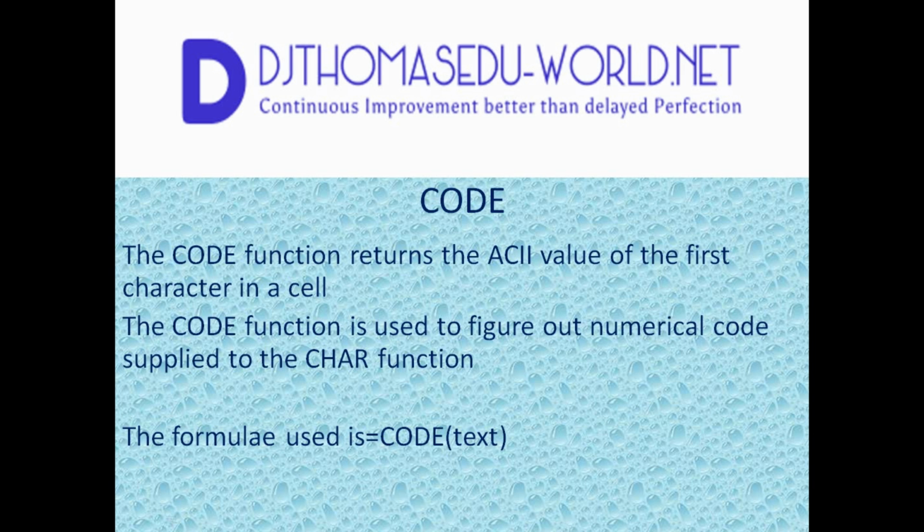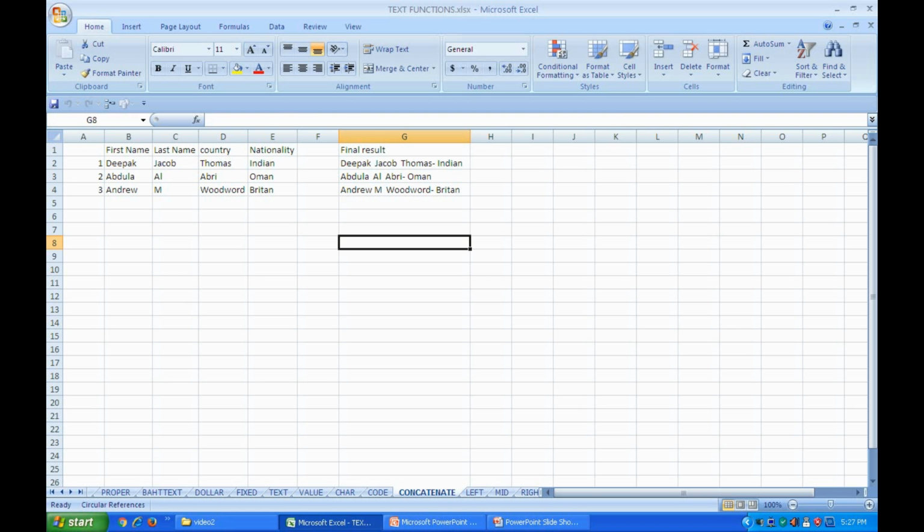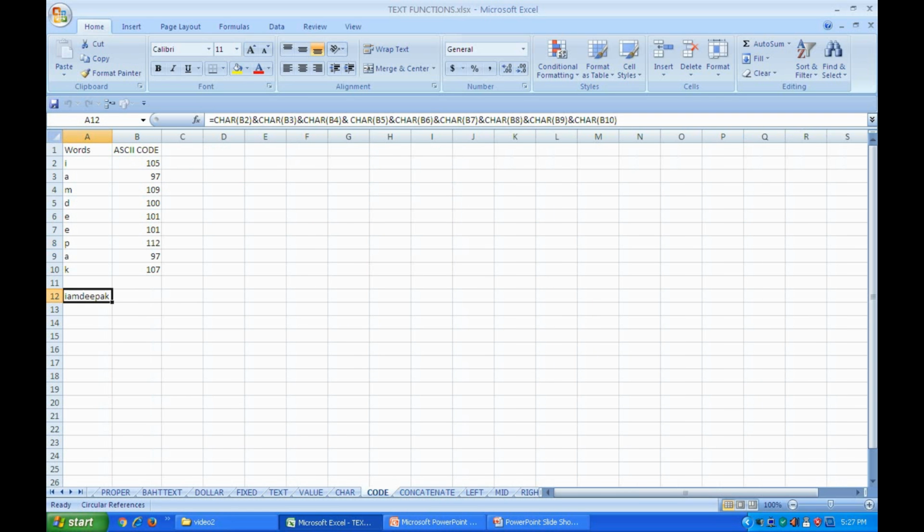On to the next Excel function, which is CODE. The CODE function serves the purpose of returning the ASCII value of the first text character in a cell. The CODE function is used to figure out the numerical code supplied to a CHAR function. The formula used is equals CODE and select the text. Let's move on to Excel.